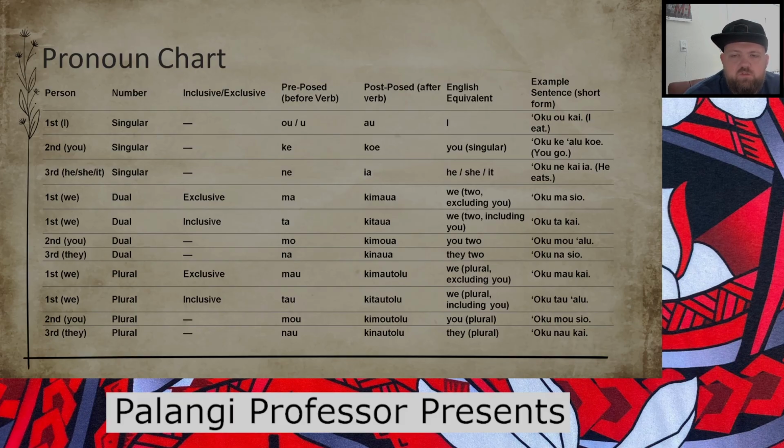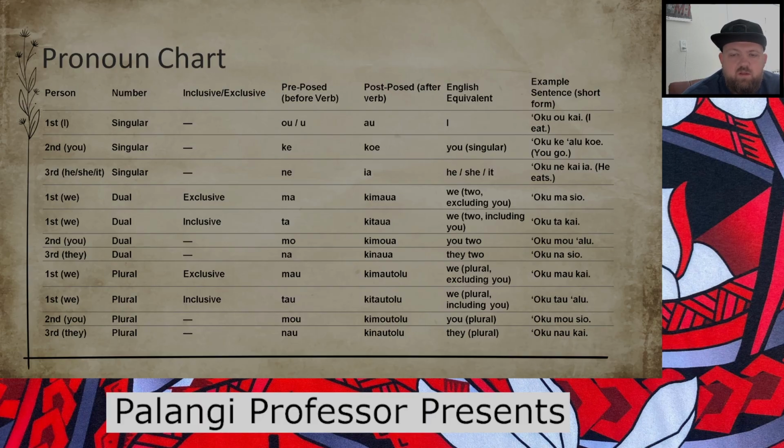And so what exclusive means is that you're talking to somebody else, but you're not including them in that sentence. So let's say, for example, when I was a missionary, I would always be with a companion in Tonga. So it'd be two of us and we'd be talking to other people. So they would ask us, oh, have you guys ate already? And I would say something like, Iyo maosi kai.